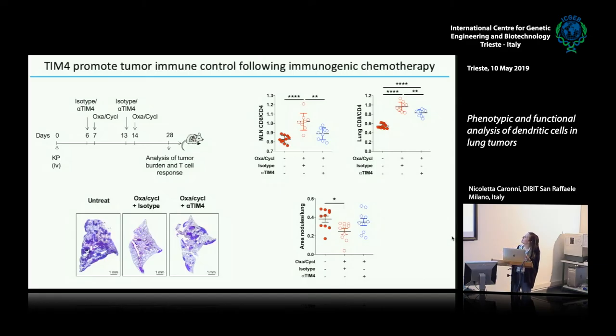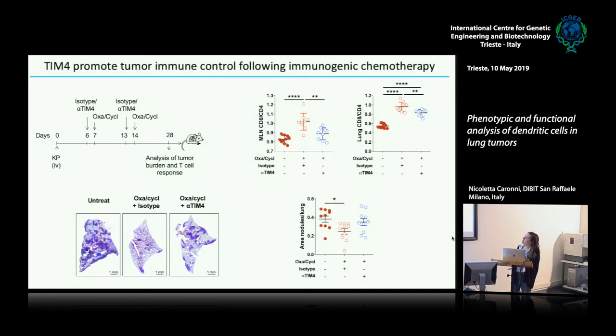And if we treated the animals with the blocker antibody against TIM4, we have a decrease in the ratio between CD8 and CD4. And we checked for that in the draining lymph node and also in the lung. And in both cases, we can see that blocking the TIM4 induces a reduction in the ratio between CD8 and CD4 T cells.